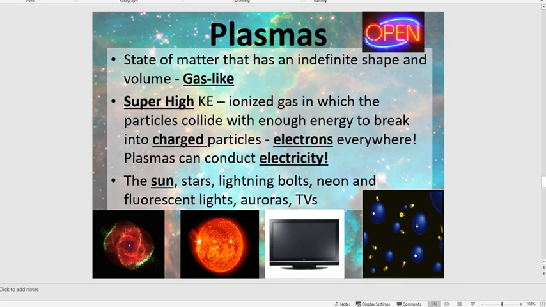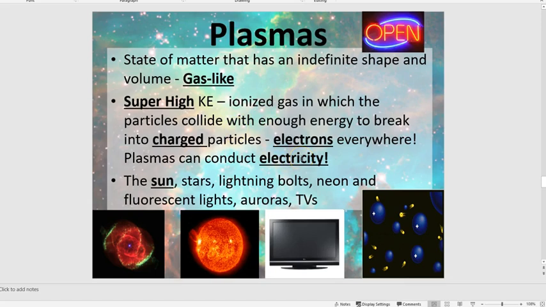The next state of matter is plasmas. Plasmas are pretty cool. They are gas-like. They also have an indefinite shape and volume, but they have higher kinetic energy than gases. So plasmas have the highest kinetic energy because they are ionized. That means the gas particles are charged. And when they're charged, that means electrons and protons are kind of everywhere, and that means plasmas can conduct electricity.